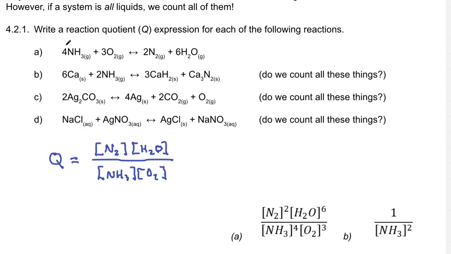Each of these coefficients that appears in the reaction turns into a power when you write the reaction quotient. So if we have two N2s, that means here we write N2 to the second power. 6 steam, power of 6. 4 ammonia, power of 4. 3 oxygen, power of 3.